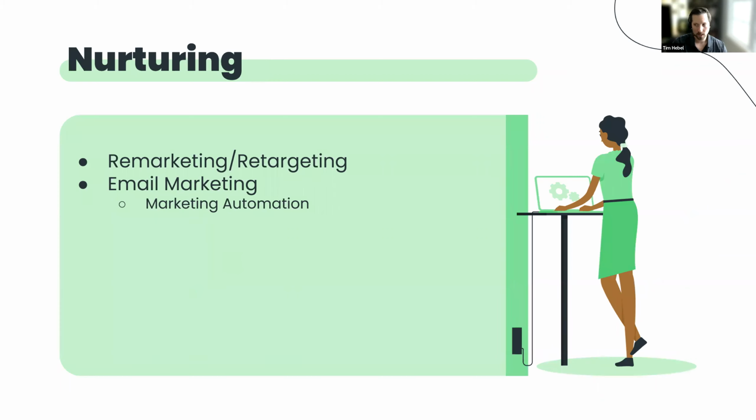And then the nurturing arm of digital marketing, there's really a lot that goes in here, but the main 2 that I'm going to talk about are remarketing, also called retargeting, and then email marketing, specifically marketing automation.